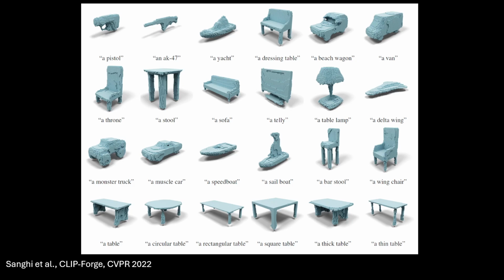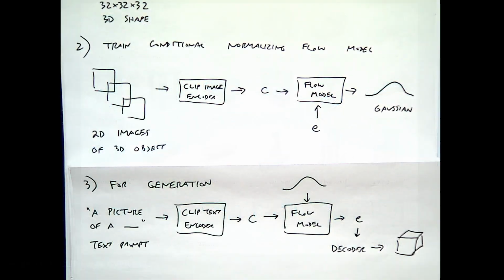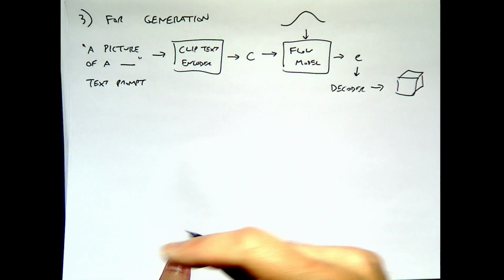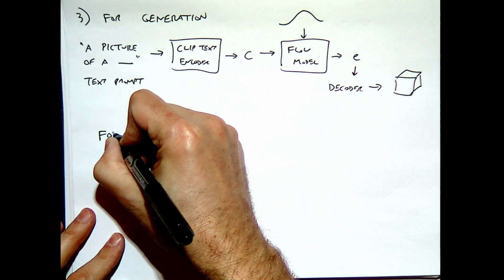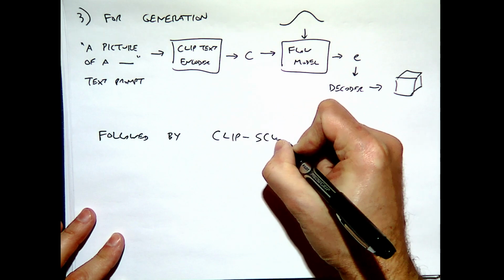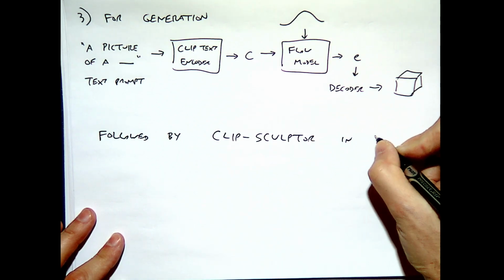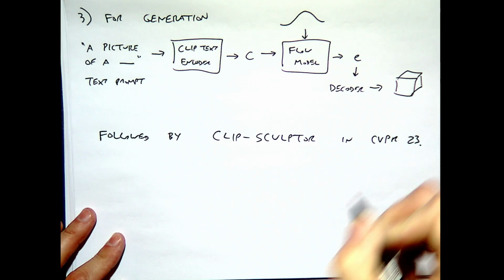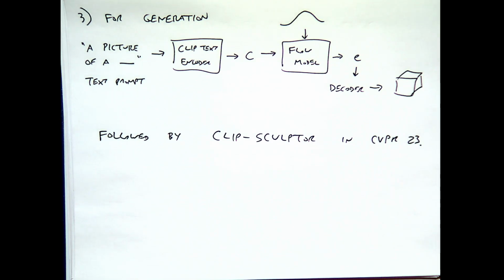And then this was followed by a follow-on paper that they called CLIP-Sculptor that was even faster and even higher resolution. So the same group went on to do something called CLIP-Sculptor, in CVPR 23. Although I think CLIP-Forge is kind of a cooler sounding algorithm. Okay, so again, voxel grids we talked about as kind of a straightforward extension.